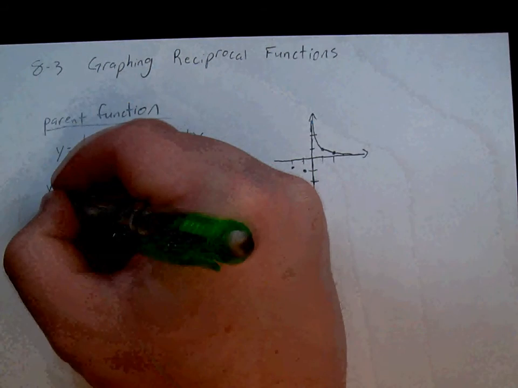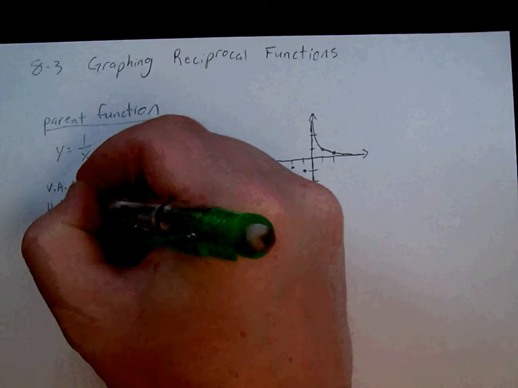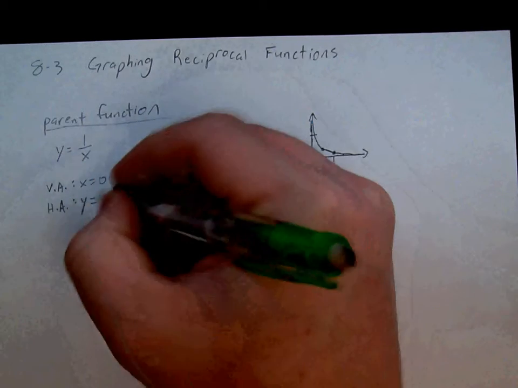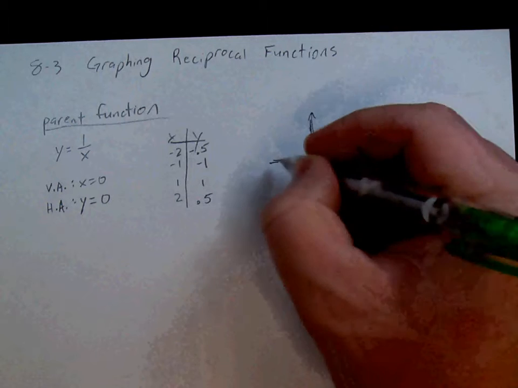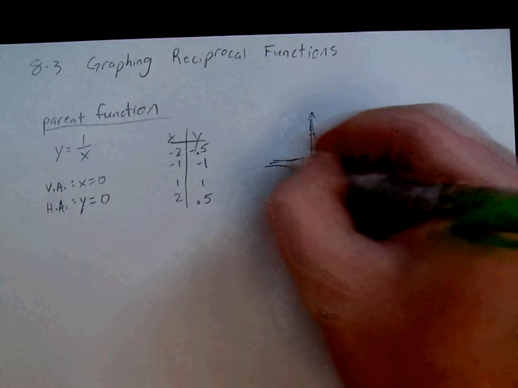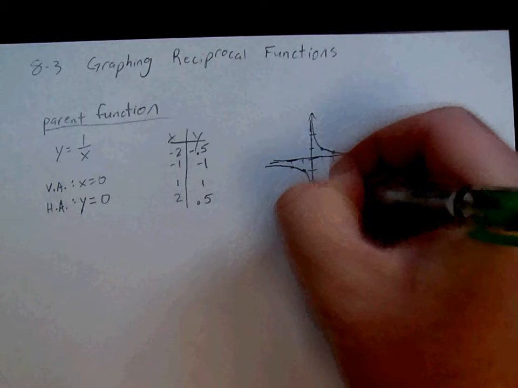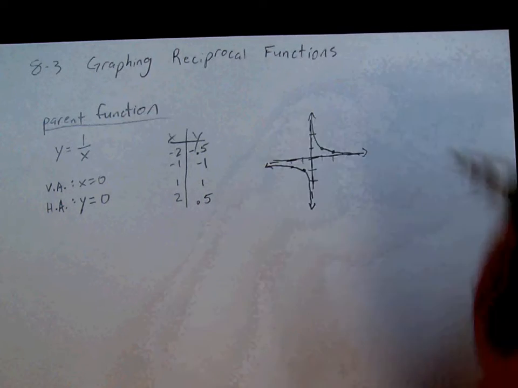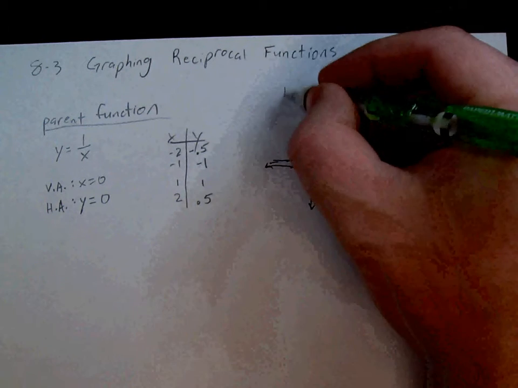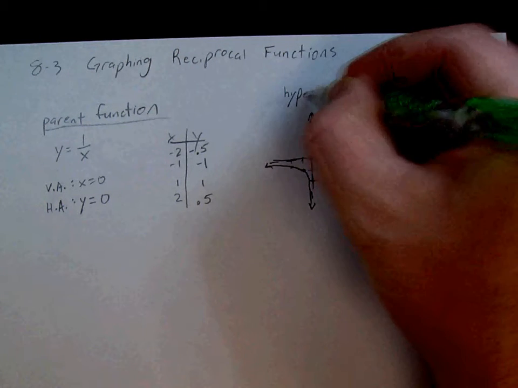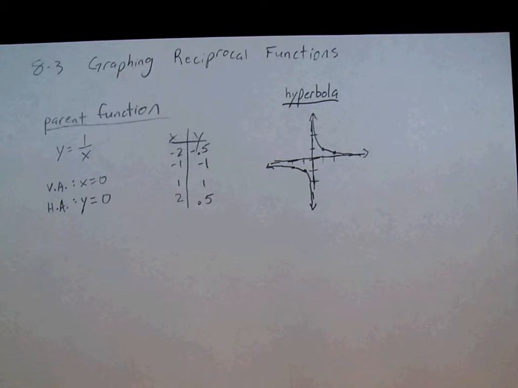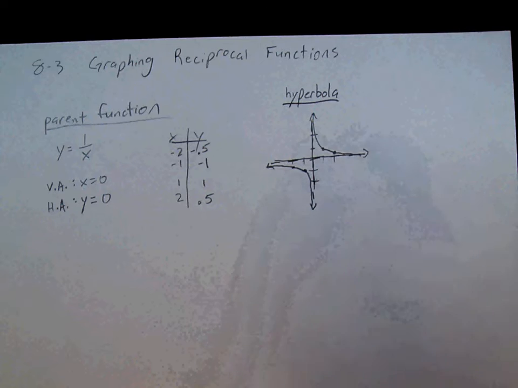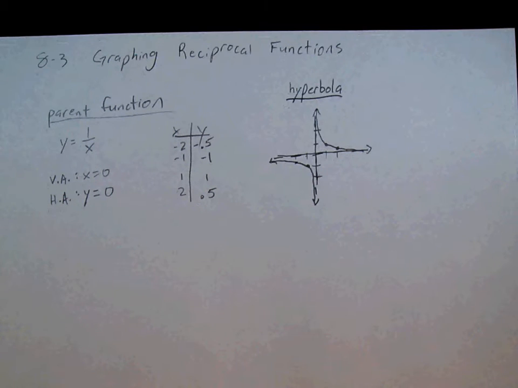So the horizontal asymptote, it's a y equals equation. Since it's horizontal, it's at 0. So that's this x-axis here. So your graph can't touch that either. So this one's bound into this quadrant over here. You just kind of have to follow out those asymptotes. We call this a hyperbola. Each of those is a branch of the hyperbola.